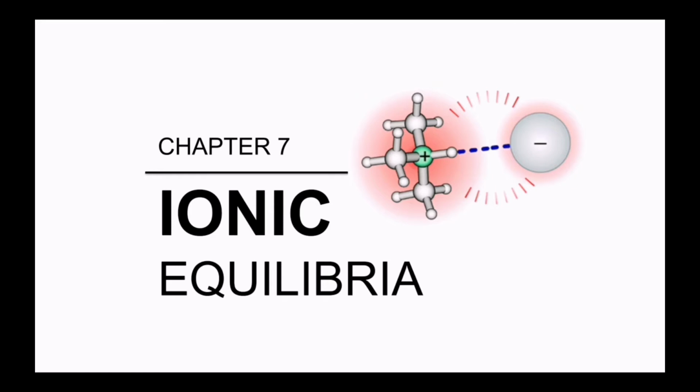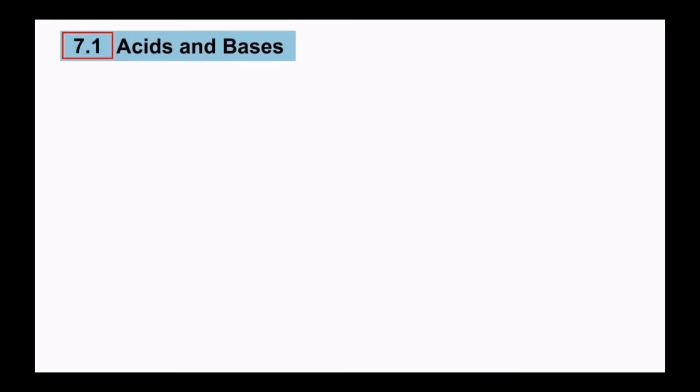In this chapter, it is divided into 3 subtopics. Today we are going to learn about 7.1, which is on acids and bases.